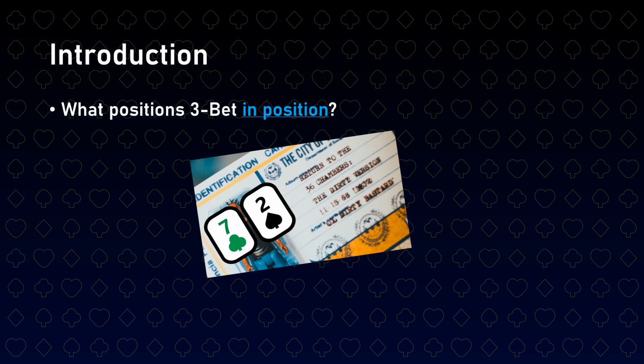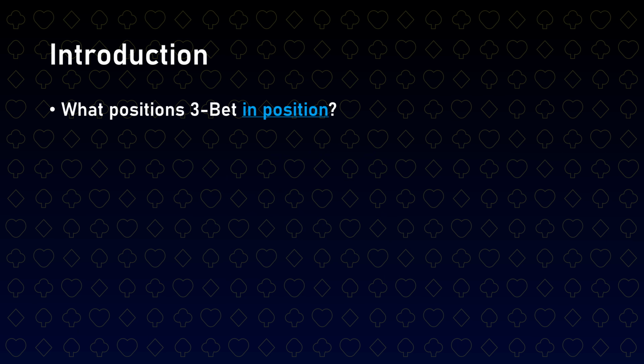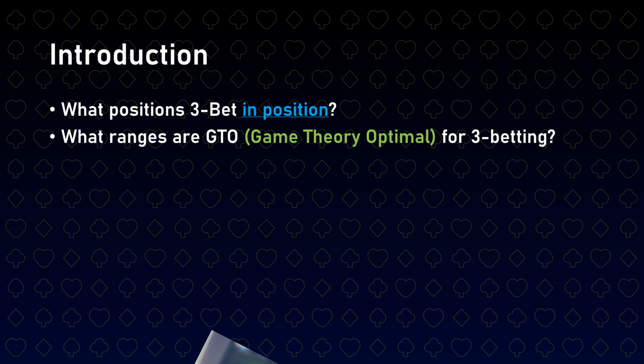Firstly, we will identify the specific positions at the table where in-position 3-betting comes into play. Understanding these positions is vital for executing effective 3-betting strategies. Next, we will explore a range of typical GTO, game theory optimal, 3-betting ranges specifically designed for each of these in-position scenarios. These ranges have been carefully crafted to strike a balance between strong hand selections and hands with potential for favorable post-flop outcomes.